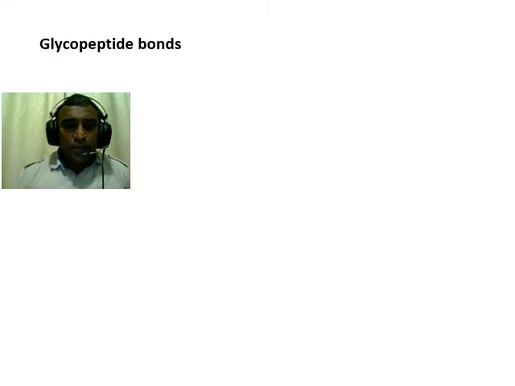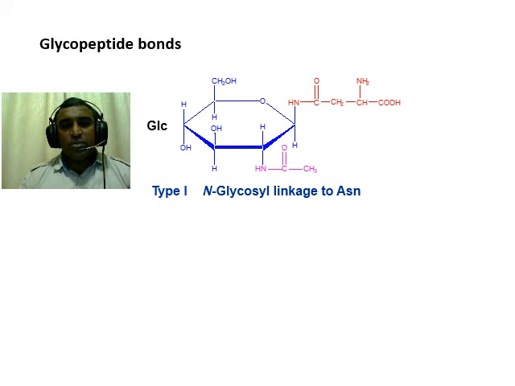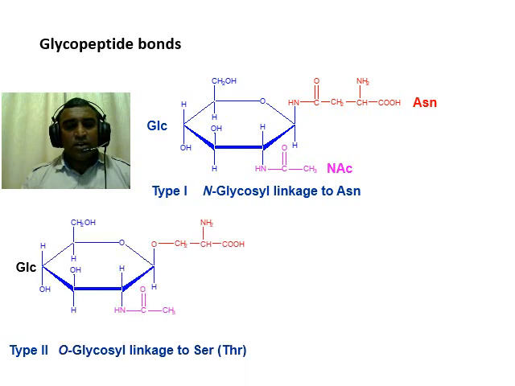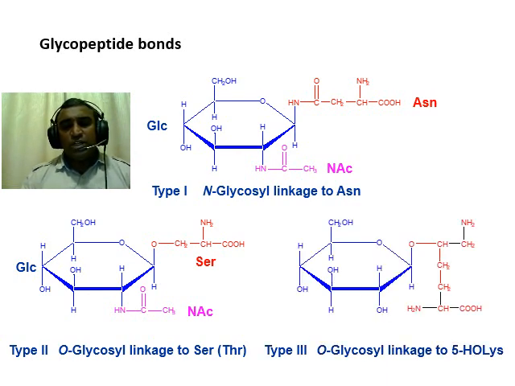So here given the modified sugar being attached to amino acid, three types shown here. You have type 1, you have the modified sugar N-acetylated glucose attached to asparagine. Then you have N-acetyl amino glucose attached to serine or threonine. Then type 3, glucose, which is attached to modified lysine.